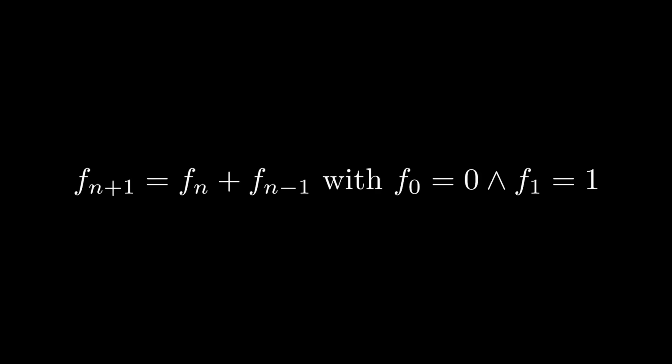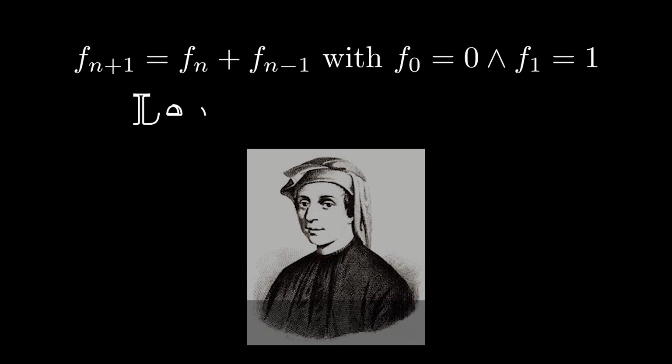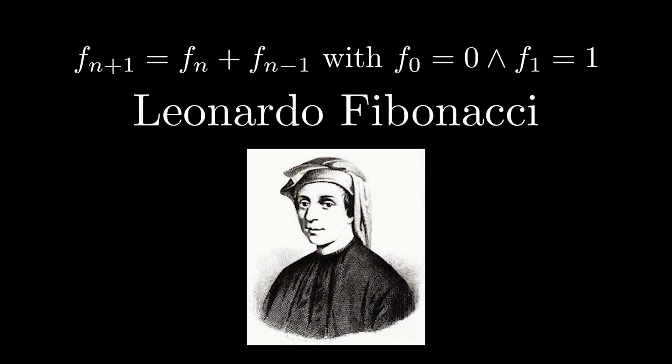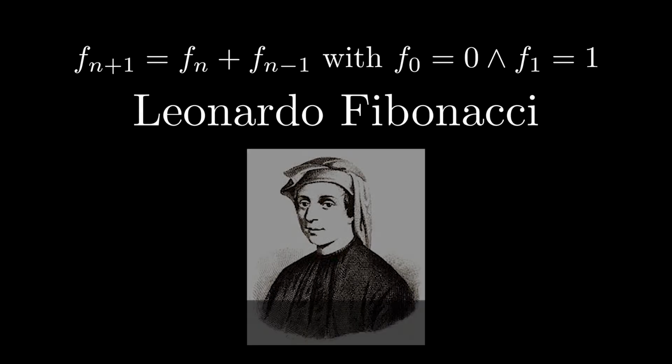Start with a sequence 0, 1, and continue such that the next number is the sum of the previous two numbers. So 0 plus 1 is 1, 1 plus 1 is 2, 2 plus 1 is 3, and so on. Mathematically, this series can be written like this. This is known as a Fibonacci sequence, coined by the Italian mathematician Leonardo Fibonacci, who was only named Fibonacci centuries later. But what does this have to do with the golden ratio?